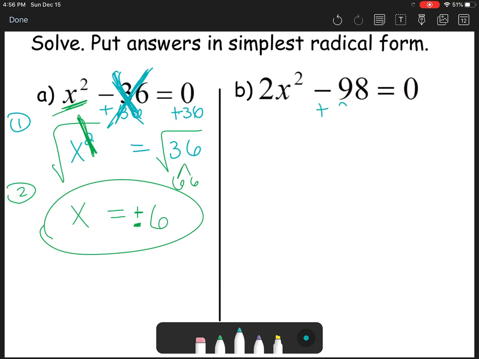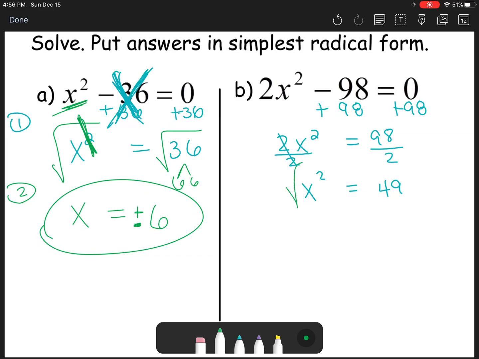Let's go ahead and look at letter B. We're going to do the same steps. So let's just start off and isolate our x squared. We're going to add 98 to both sides. So 2 times x squared equals 98. Well, let's get that 2 out of there. We can divide by 2 on both sides. So we find that x squared equals 98 divided by 2, which would be 49.